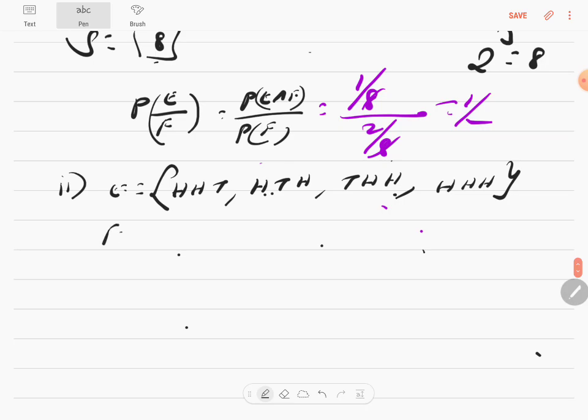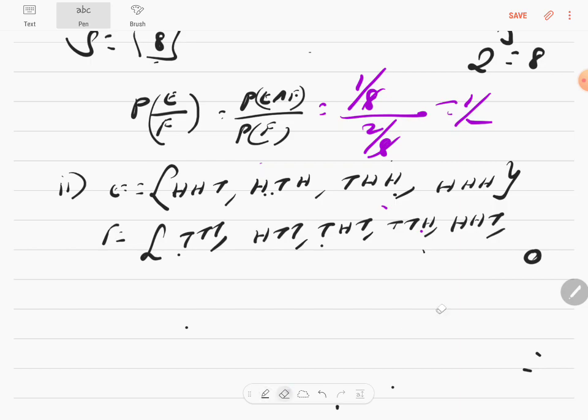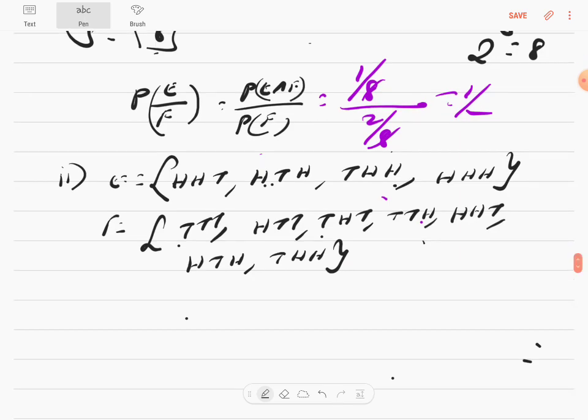Let's go to F. What is F? At most 2 heads. At most means 0 head also will come. 0 head, which means TTT. Then 1 head, which is HTT, and you have to juggle it, THT and TTH. Then at most 2 heads means 2 heads also must be included. So HHT, and you have to juggle it, so HHT means HTH and THH. That's all. This is at most 2, which means 0 head, 1 head and 2 heads. At most means 0 also must be included. So that's what it is.